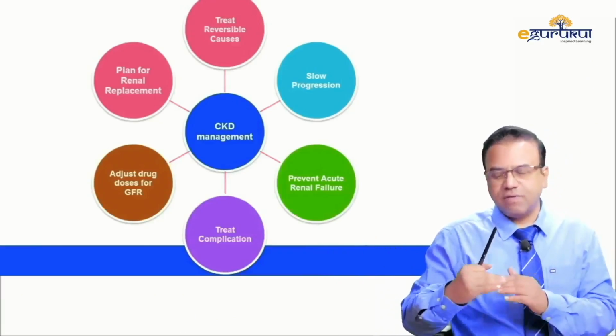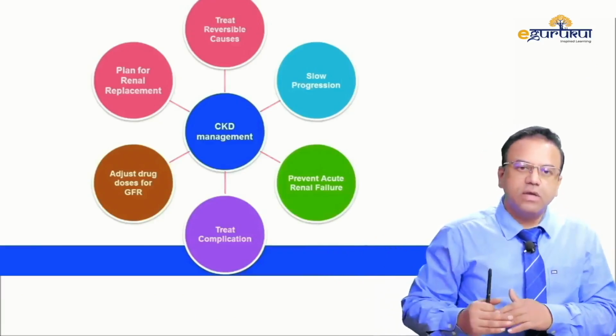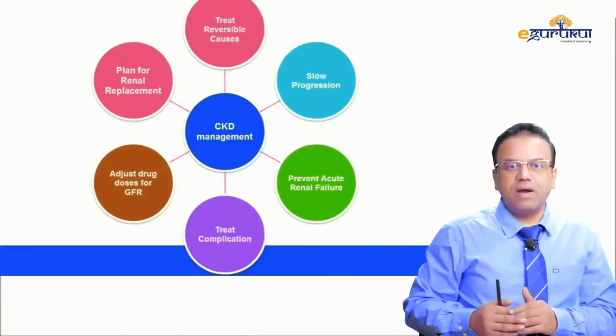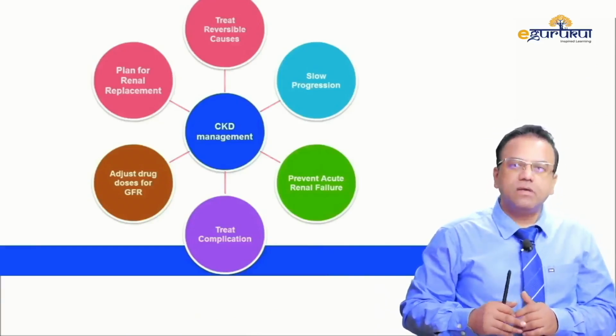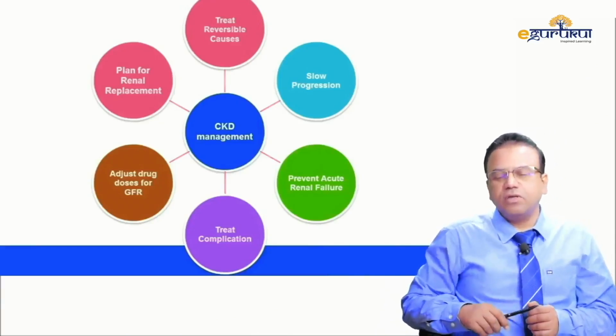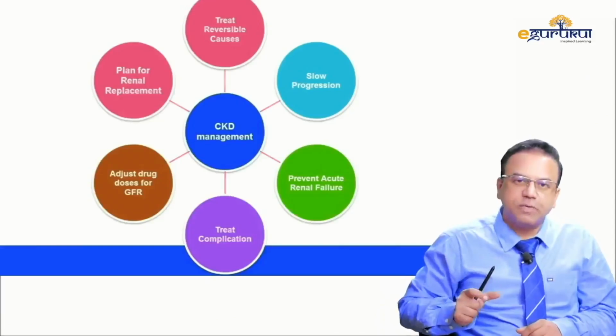So we'll discuss the variety of complications that CKD can cause. Adjust drug dosing whenever drugs are required. Plan for renal replacement therapy. So this is a plan. This is the main thing that a nephrologist is going to do, and this is all of CKD management.